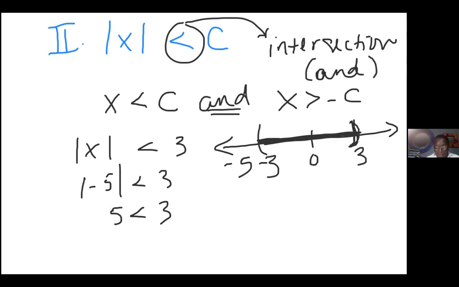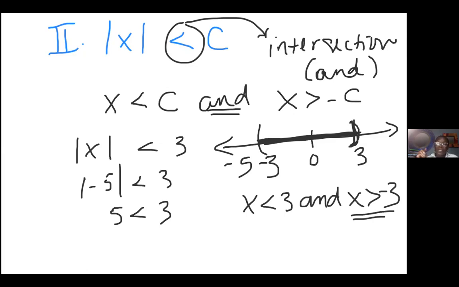So the only values that will have a distance of less than 3 units from 0 on the number line would represent everything less than 3 and everything greater than -3. So you have to put this restriction on there. If you don't put this restriction on there, you will encounter values that will not make it true, guys.